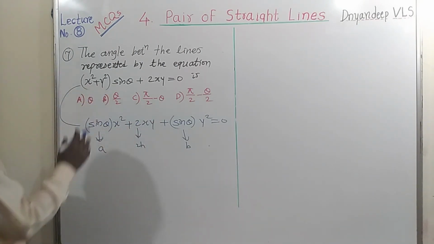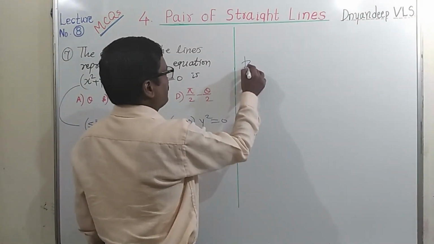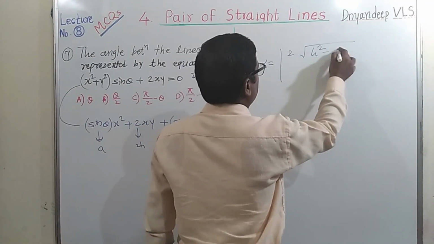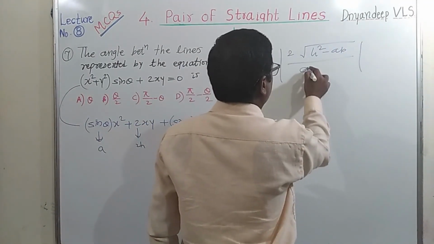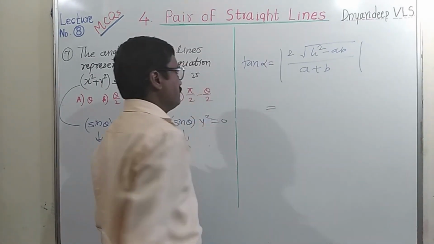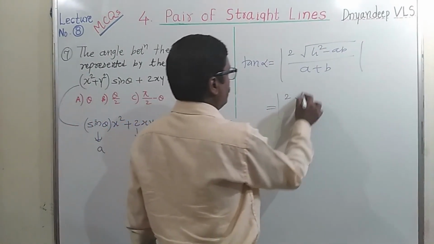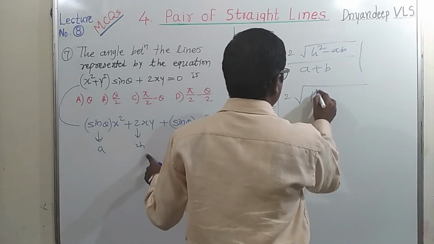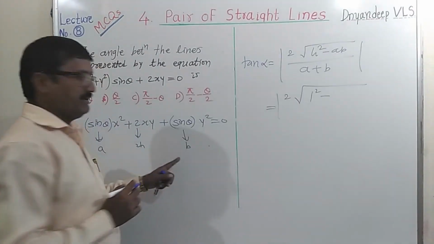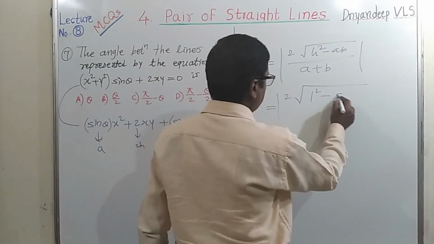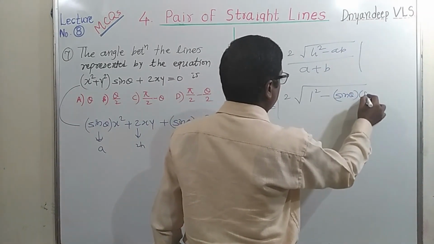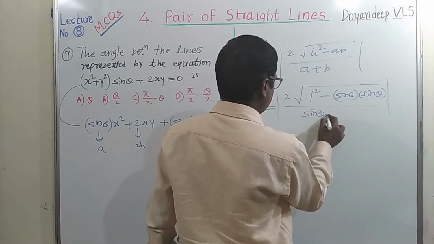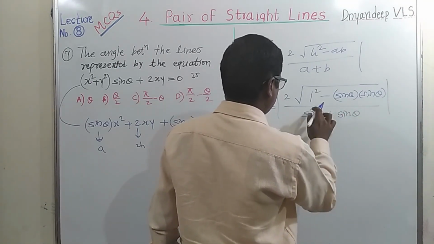You know that the angle between, let us suppose that angle be alpha. So we get here tan alpha is equal to mod of 2 root h square minus ab upon a plus b. So it is equal to modulus of 2 root. What is the value of h? 2h equal to 2, so h equal to 1. So 1 square minus ab, a is sin theta, b is also sin theta. So ab is sin theta into sin theta, upon a plus b, which is sin theta plus sin theta.